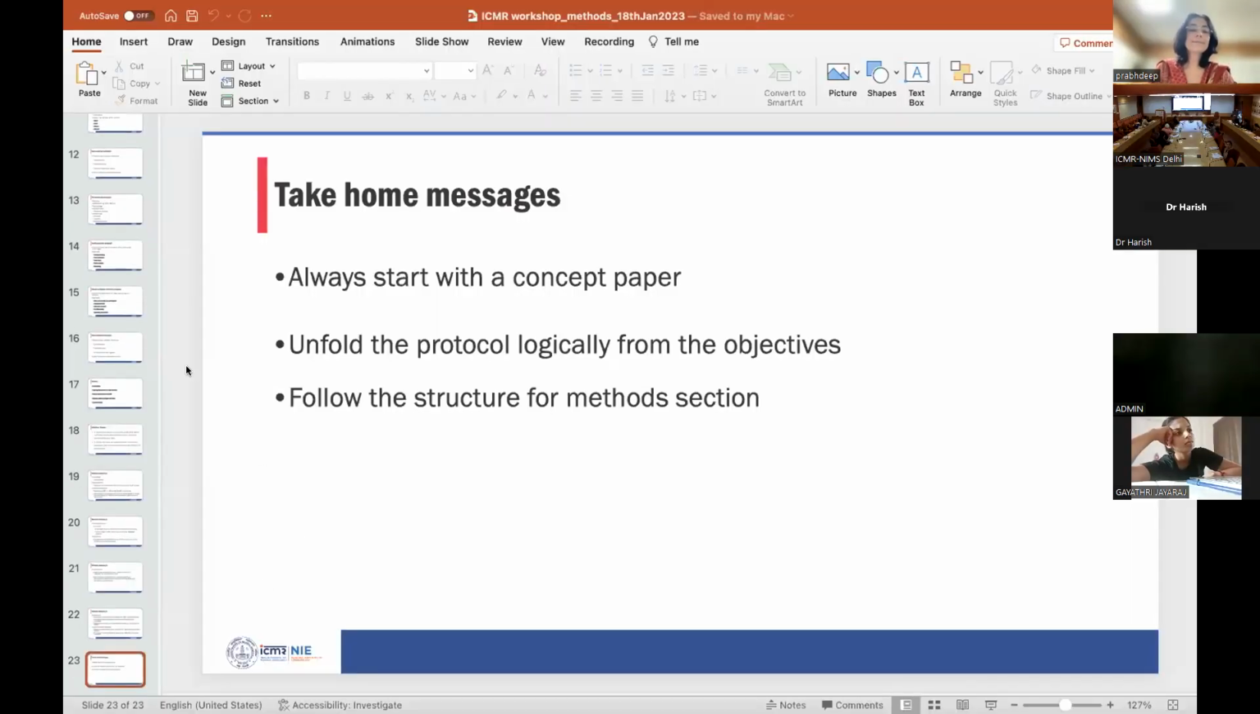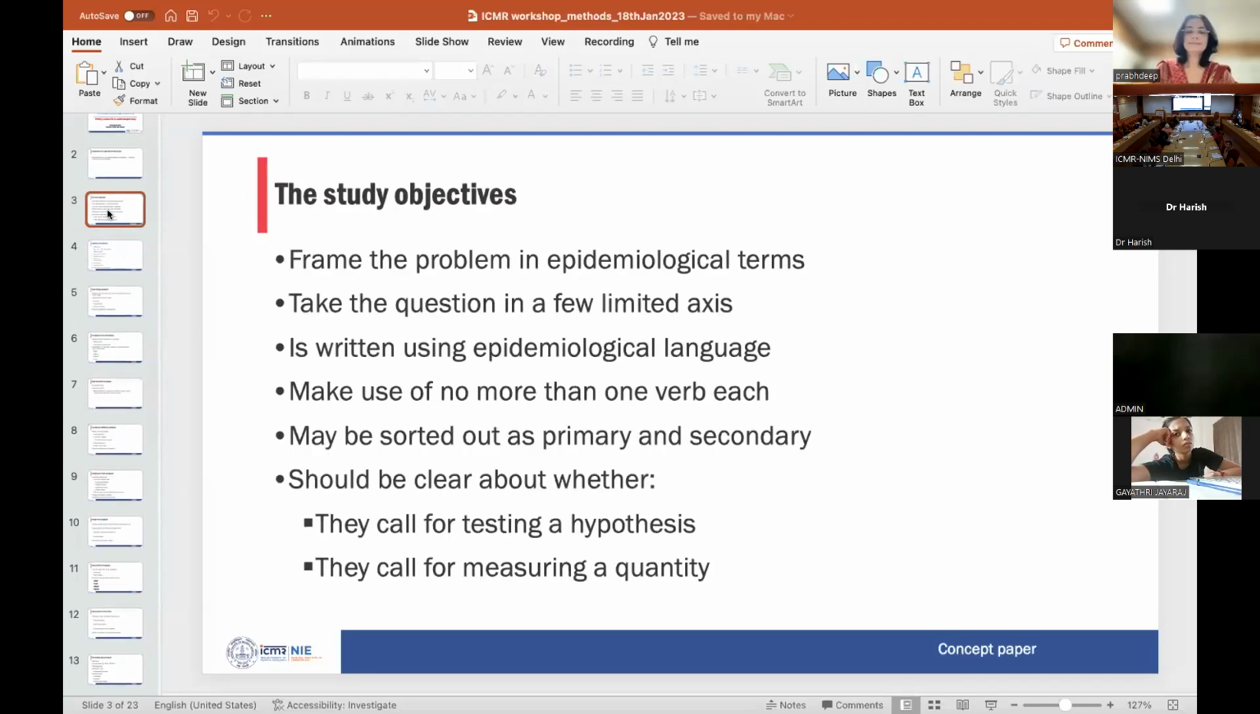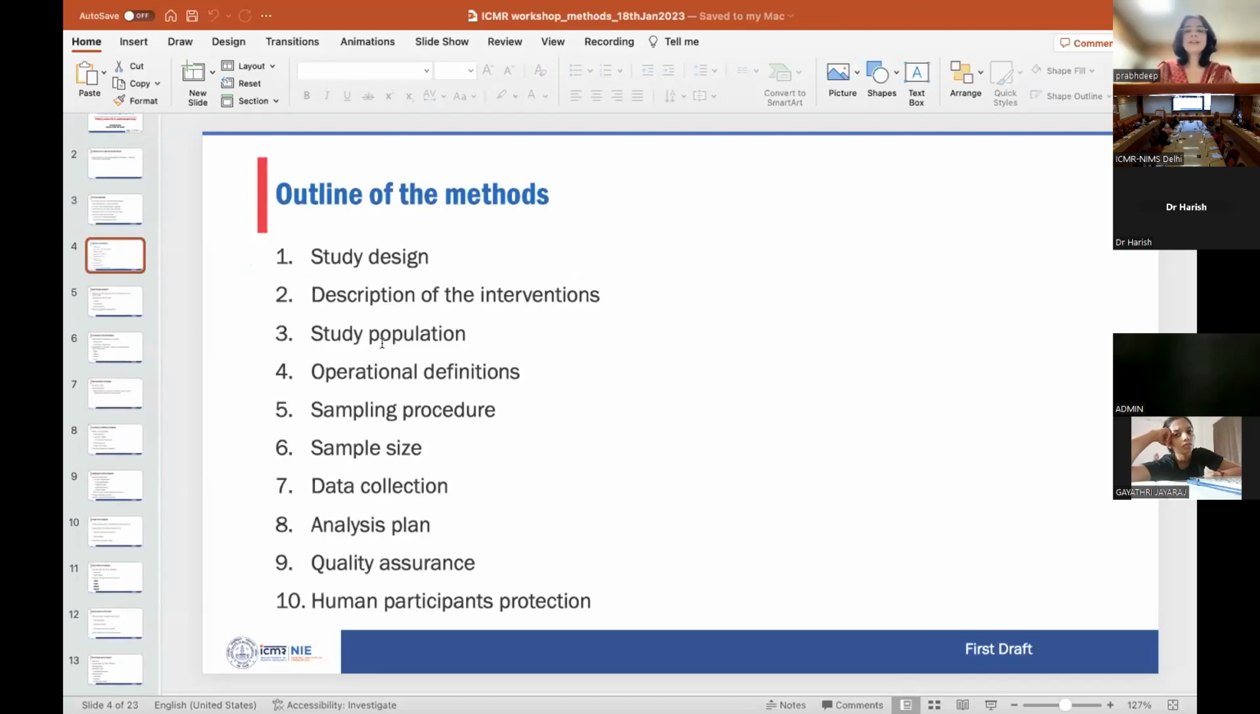So now we are having a few queries. We have a time of 5 to 10 minutes, so we can take these queries. I would really like the participants to focus on these 10 points when they're writing the method section. Any questions around that and aligning objectives to this? We have a few questions in the chat box.